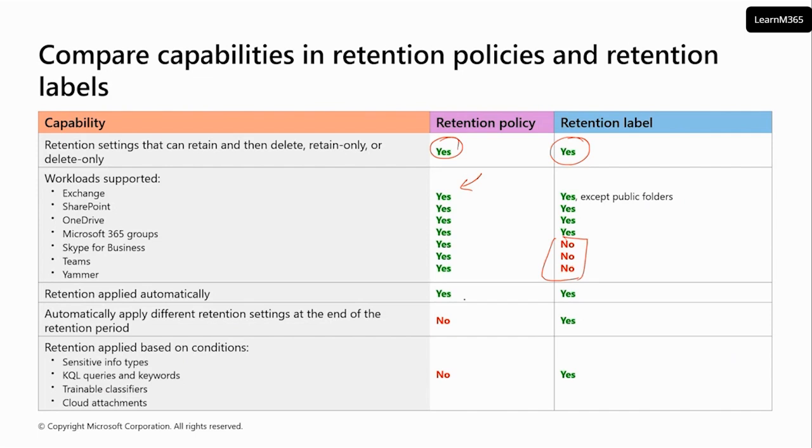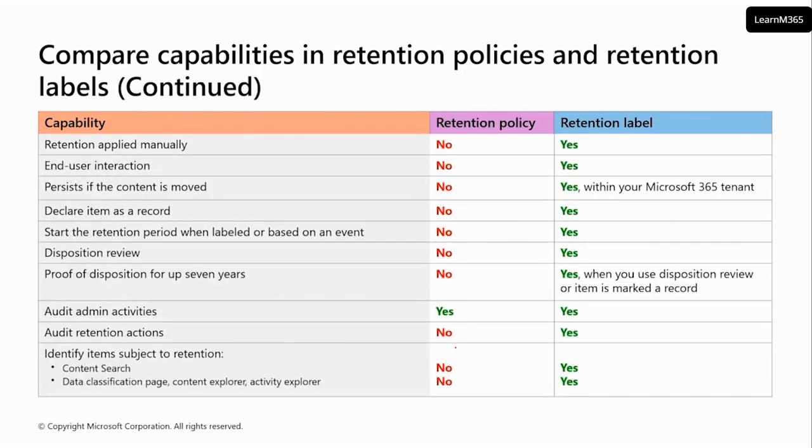Retention applied automatically, yes, we can have this. Automatically apply different retention settings at the end of the retention period. Here, yes, this is no. All right. Because this option is not available with retention policy. If you have noticed, we have this option while we were creating this retention label. Retention applied based on conditions. Here, yes, no. Okay. And the same table continues over here as well. Retention applied manually. These features are not available in retention policy.